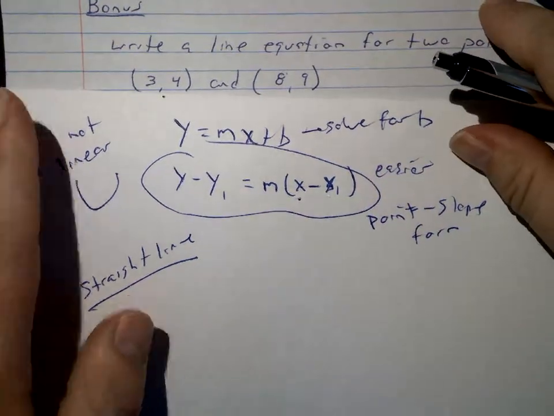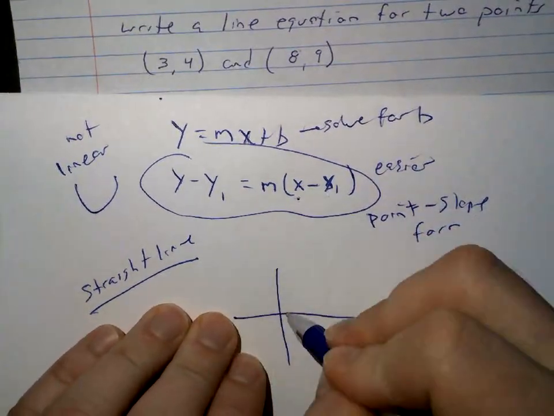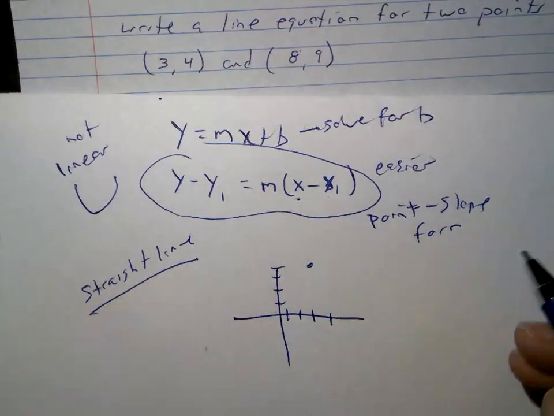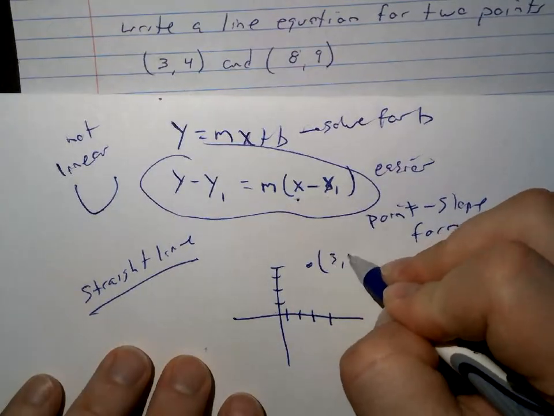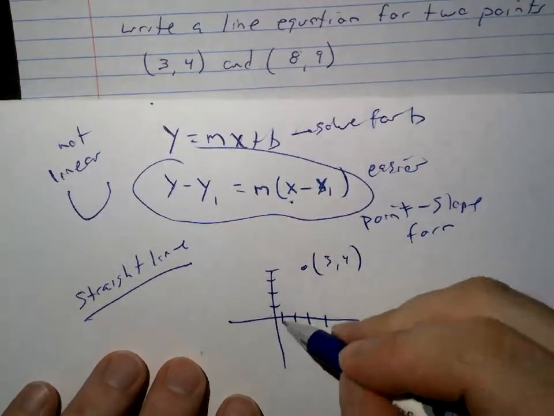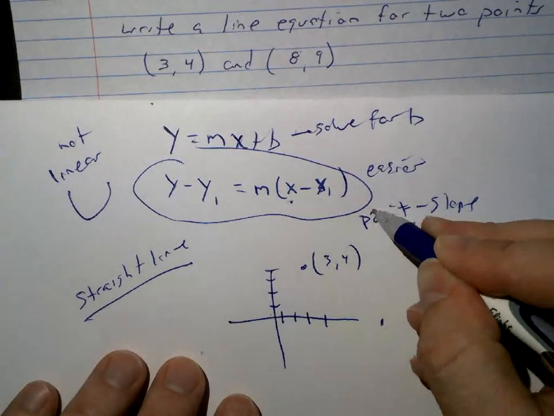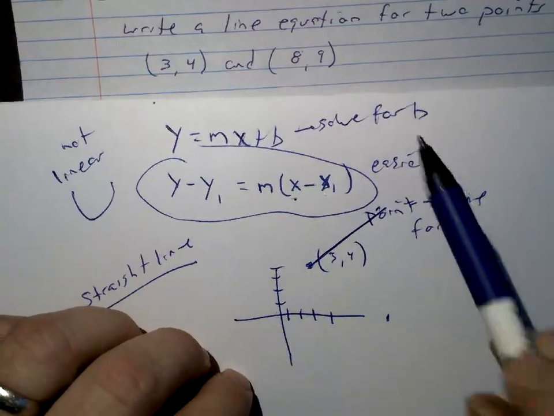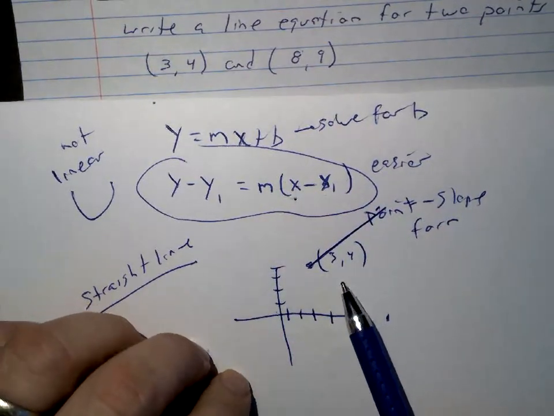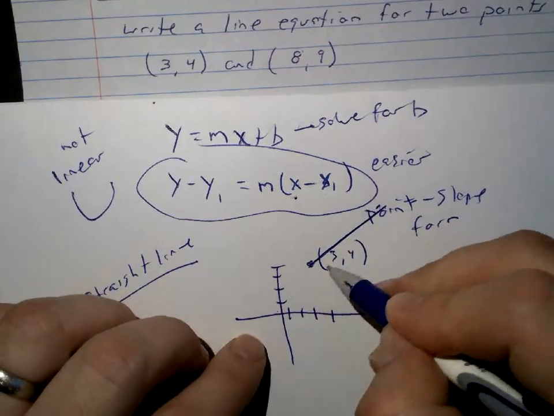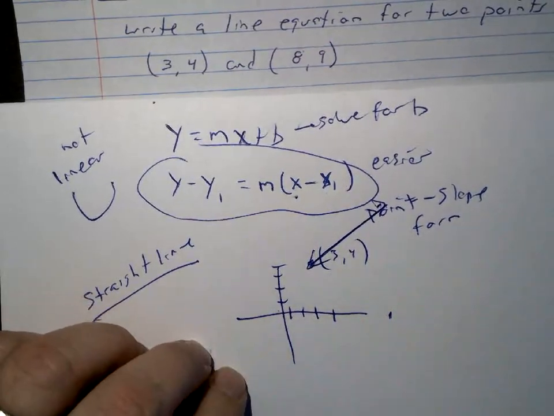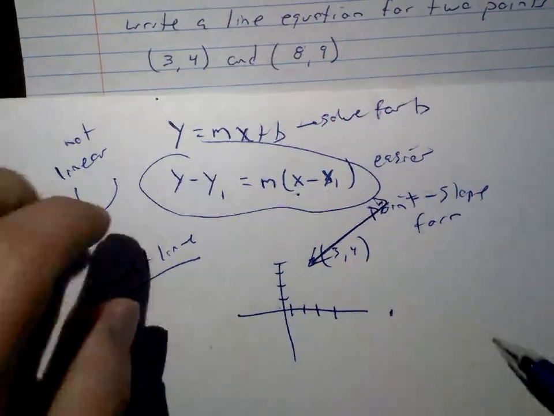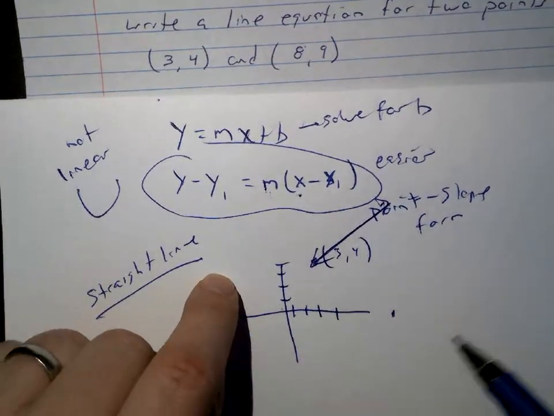Now, what I could do is graph these points for you. If I were to graph these points, 1, 2, 3, 4, 1, 2, 3, 4. Here's 3, here's 4. That's that first point, (3, 4). Here's 8 and 9. It's those 2 points right there. If I were to graph these 2 points on a Cartesian coordinate system, what I want to do is find the equation of this line, and to do that, we need to find the slope.